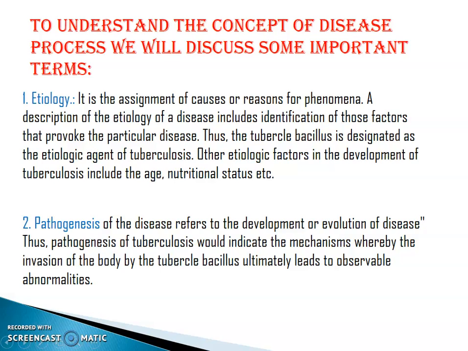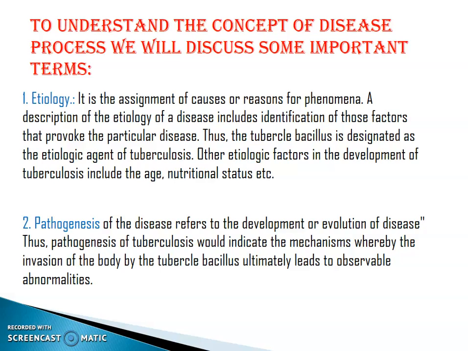Now, to understand the concept of disease process, we have to discuss some important terms related to pathophysiology. First term is etiology. It is the assignment of a cause or reason of phenomena. A description of etiology of disease includes identification of those factors that provoke the particular disease. Thus, the tubercle bacillus is designated as the etiologic agent of tuberculosis. Other etiologic factors in the development of tuberculosis include age, nutritional status, etc.